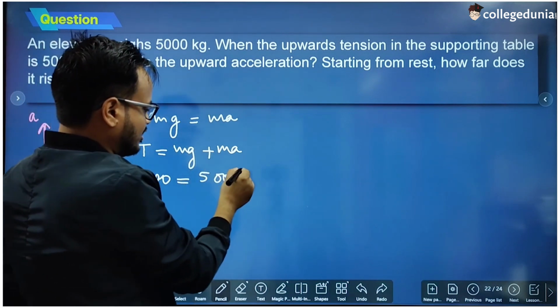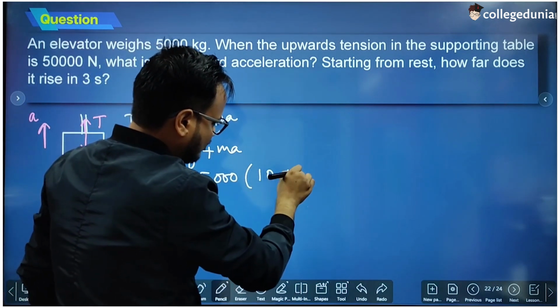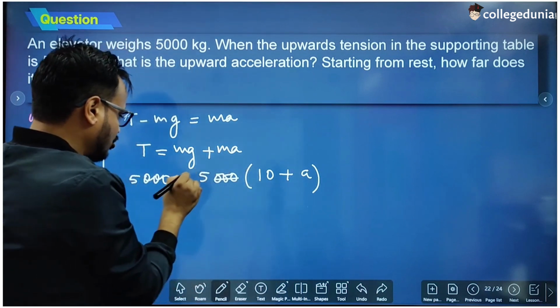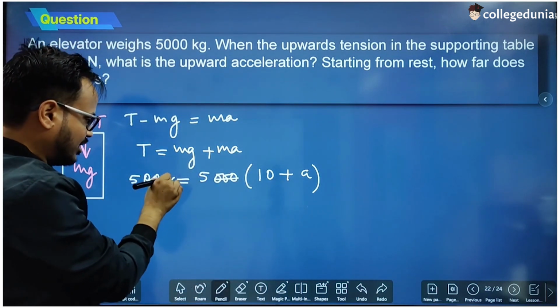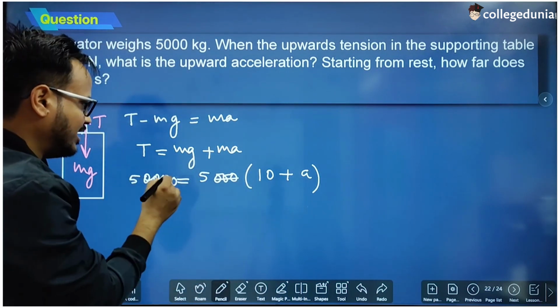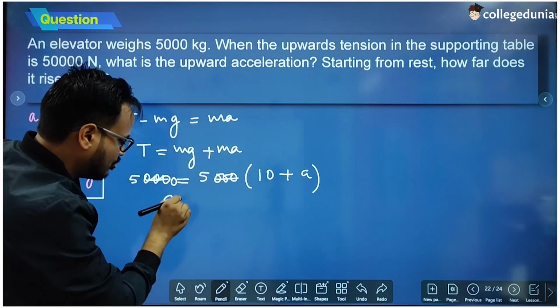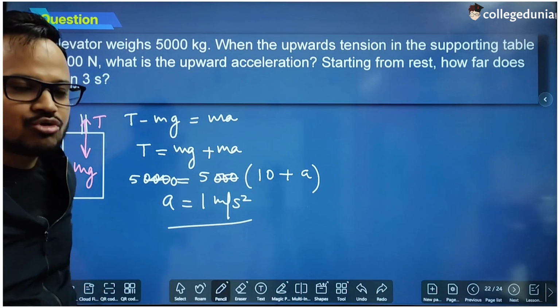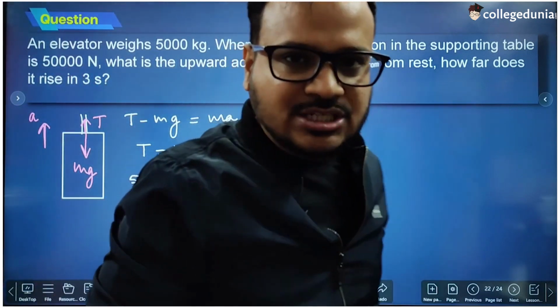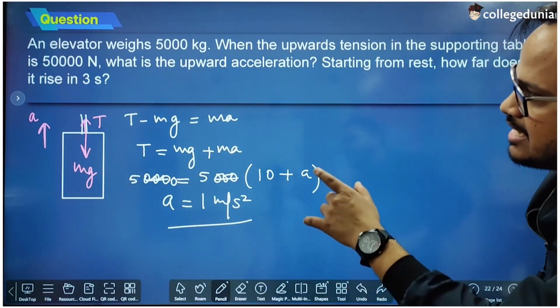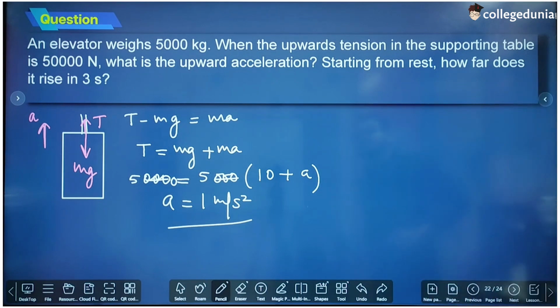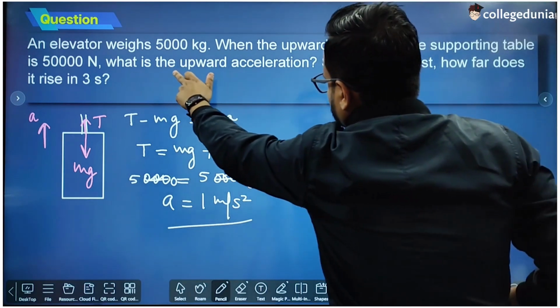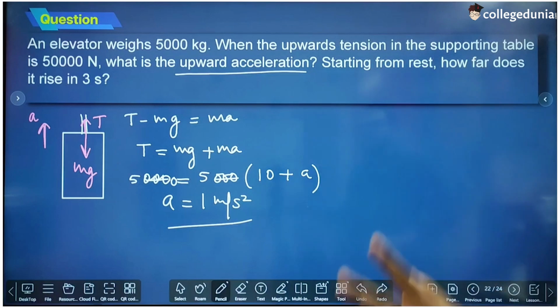Common 500 comes out, so it is 500 times (10 plus a), right? So what is the acceleration? 50,000 it was, 500 will be left, 10 by 10. So you can solve, and this is going to be 1 meter per second square. So acceleration of the elevator in this case, when the tension in supporting cable is 50,000 Newton, what is the upward acceleration that was asked? That is 1 meter per second square.